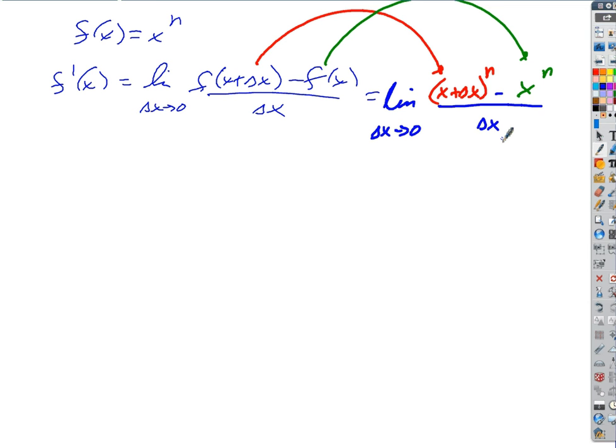How are you going to do that? How are you going to expand out that binomial? We don't know what n is, right? If it's squared, we know what to do. If it's cubed, we know what to do. But if it's taken to the n, what are we going to do? How many terms are there going to be? Actually, there's going to be n plus 1 terms.